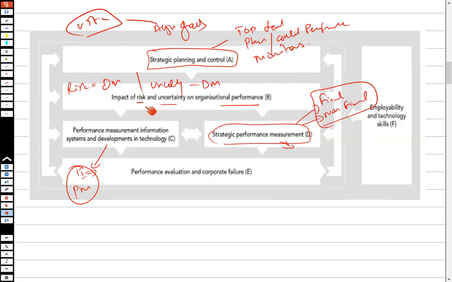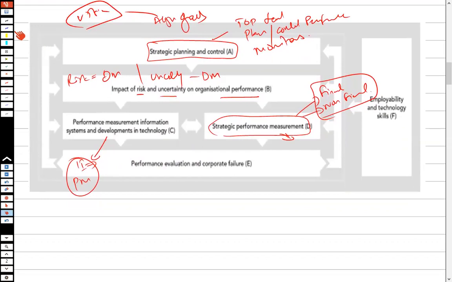And the last aspect that we shall be discussing is about performance evaluation and corporate failure. Now, what exactly do you mean by performance evaluation and corporate failure? So let's just try to understand a bit.